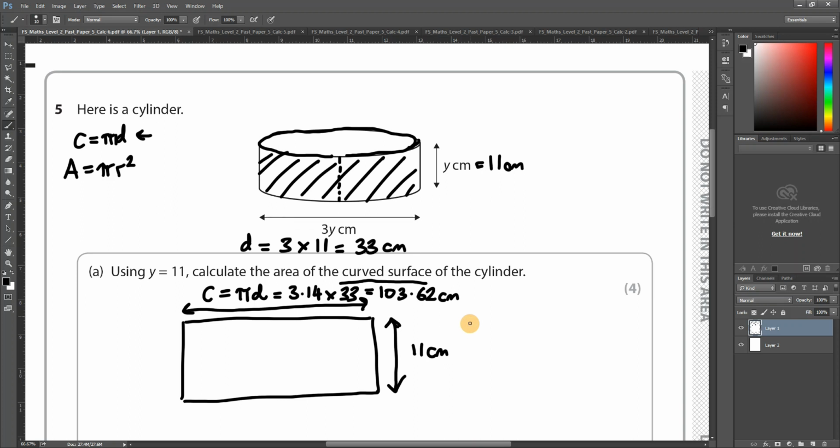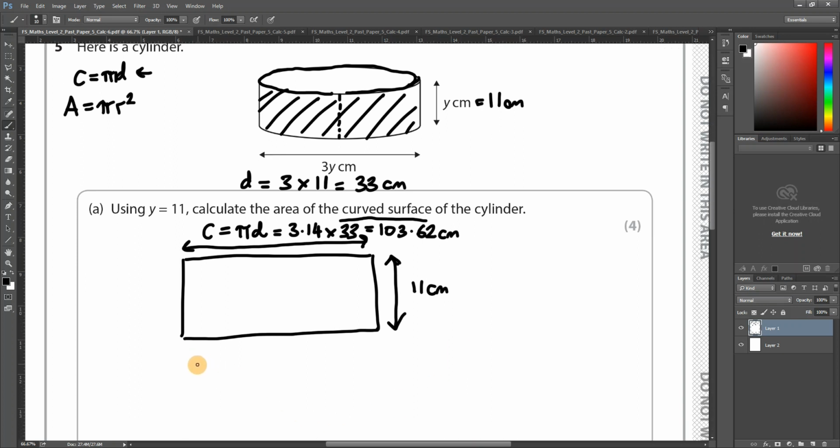So now we can work out the area of the rectangle. Well, area of the rectangle is length times width. So the length is this bit here, the 103.62, times the width, which is that bit there, so that's 11.